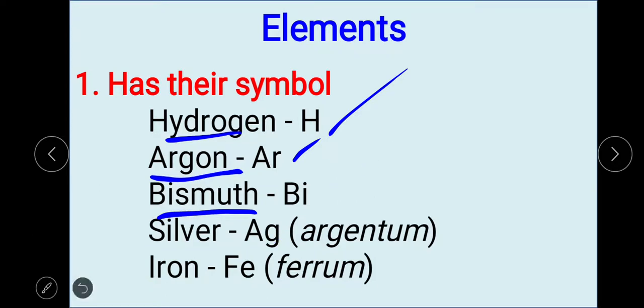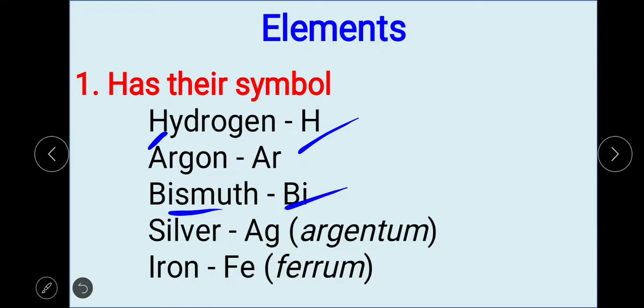Now, for some elements, the symbol was obtained from the first letter of the name. For example, hydrogen, the first letter is H, so therefore the symbol is H. While for argon, the symbol is Ar. It is obtained from the first and second letters of the name. Another one is bismuth, Bi, the first and second letters of its name.